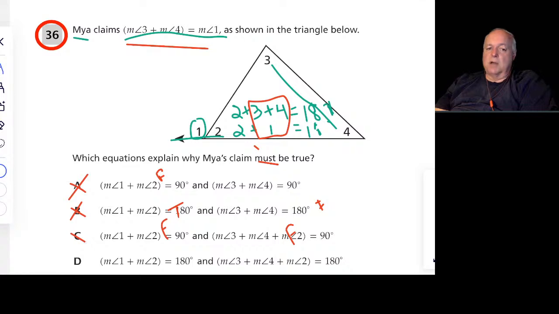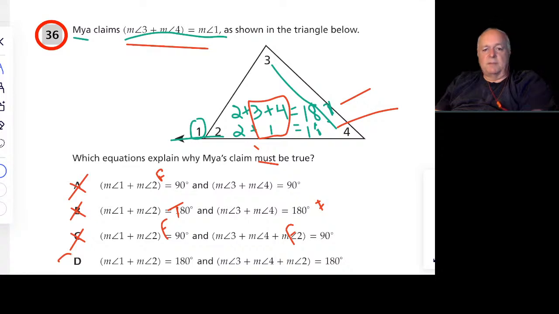So 1 plus 2 is 180. That's what we talked about before, right? That's what I did on my second line right there. And 3 plus 4 plus 2, which is my first line, just not in the same order, is 180. So it basically means the sum of the angles on a line is 180, at least on the one side of it, and the sum of the interior angles of a triangle is 180, of course.